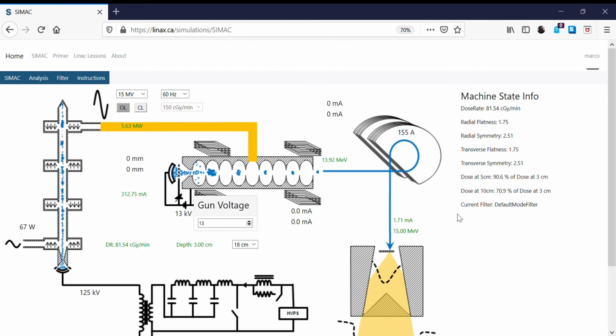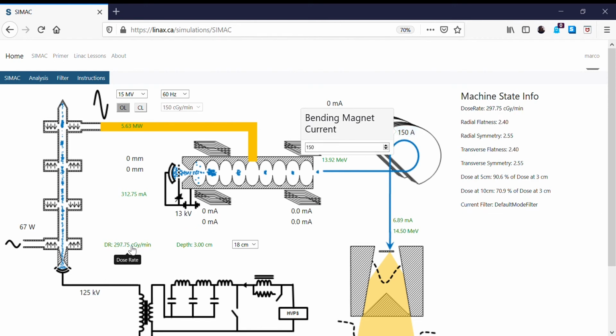Now, we normally wouldn't do this on a clinical accelerator because we don't want to adjust the bending magnet current, because that's what sets our beam energy on the target. But just for the purpose of the example, and because this is a simulator and not a real accelerator, we can do this without worrying about damaging anything. So I'm going to decrease the bending magnet current, say we'll start with 150. Our dose rate has increased quite a bit.